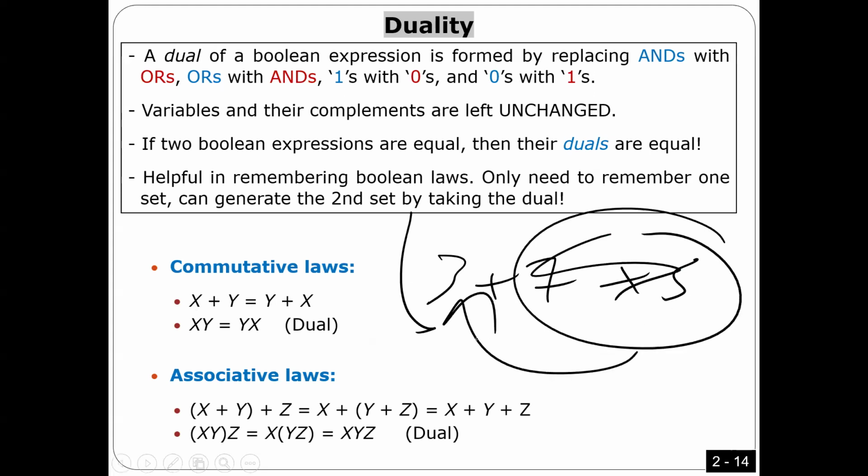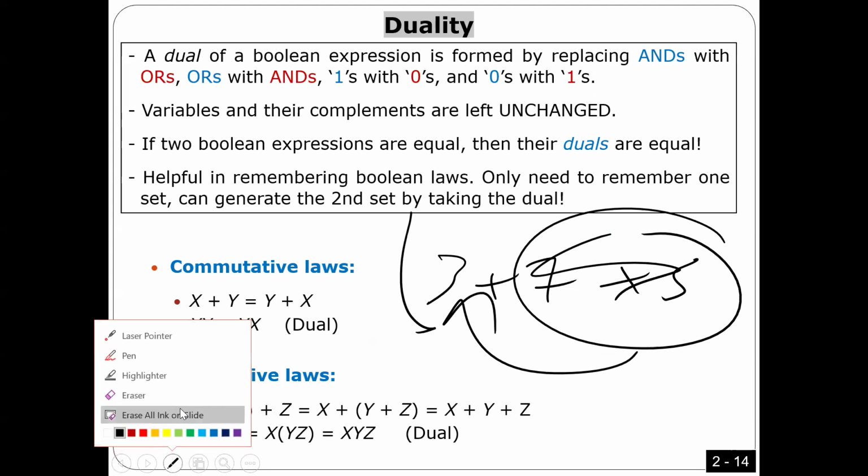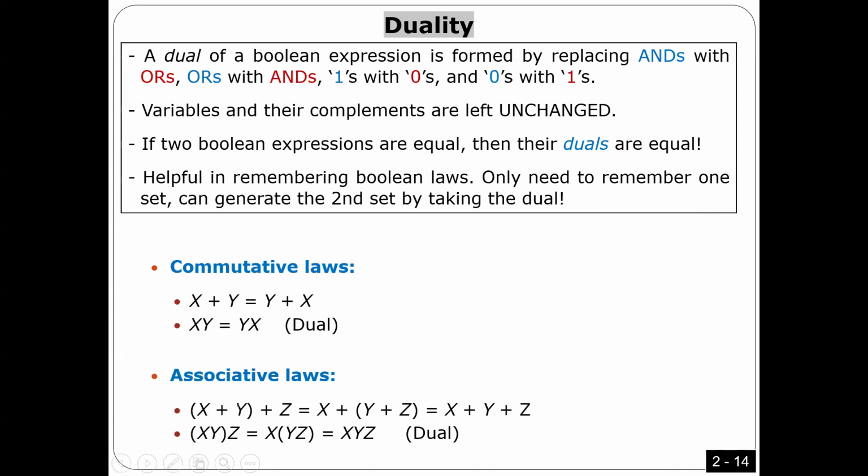So this is similar to the normal algebra. For associative here, I can take these two first, calculate them, and then the result do it with this one. Or you can take this one first, and then the result do it with this one. Also this one has a dual. Again, in the dual, any OR, I'm gonna make it AND, as you see here.